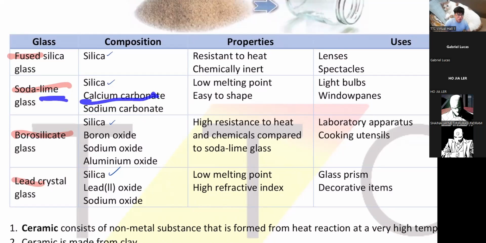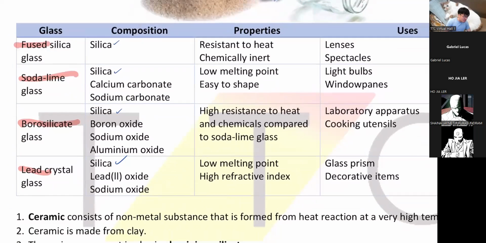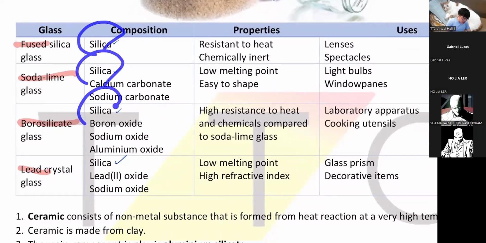Because calcium carbonate is what we call limestone. So soda lime glass. Still, the main ingredient, for those who just came in, silica, is the main ingredient for glass. Silica is sand. We use sand to make glass, as we all know. This is cheap glass, like really cheap.